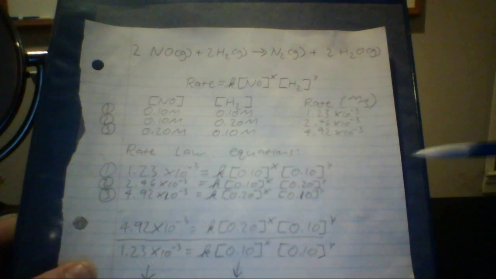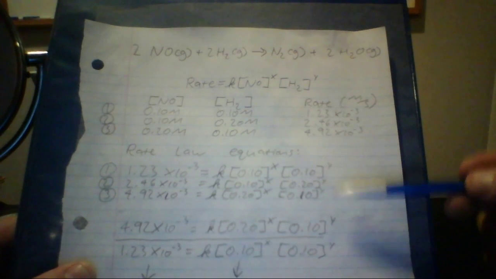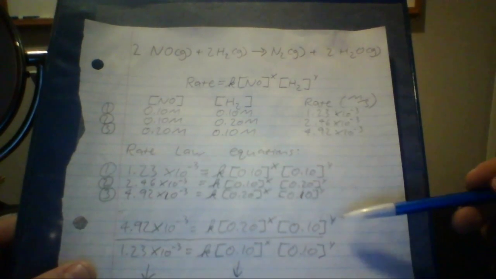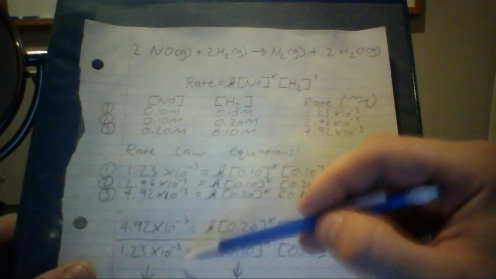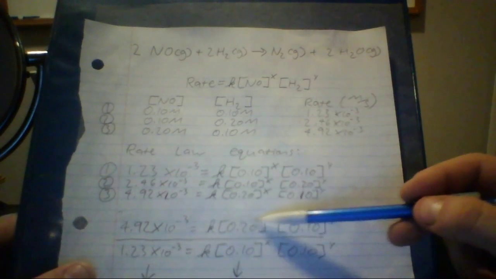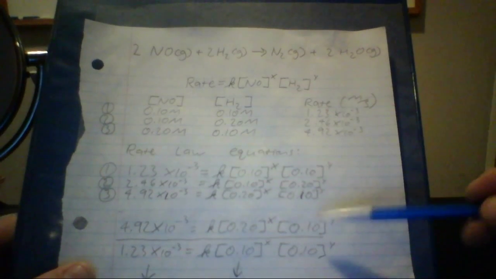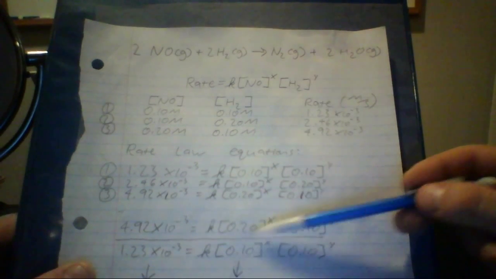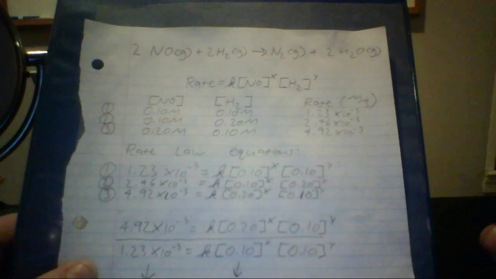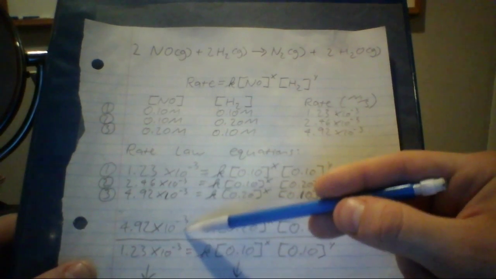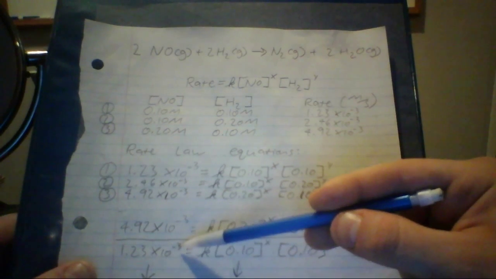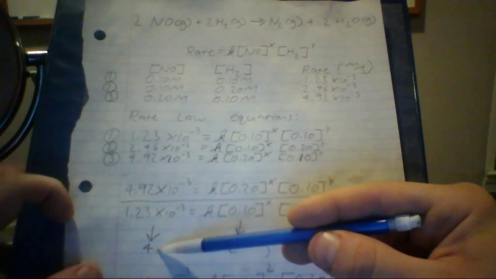Now, I took a ratio of equation 3 and equation 1 in order to find a value for x. You see, the only thing that really changed between these two reactions, that is the only thing that's going to cause a change in the rates here, would be the fact that we changed the concentration of NO. We kept the concentration of H2 here constant. So we changed one of our variables to see how that would change the rate as a whole. So if we take this 4.92 times 10 to the minus third and we divide that by 1.23 times 10 to the minus third, that should simplify to 4.